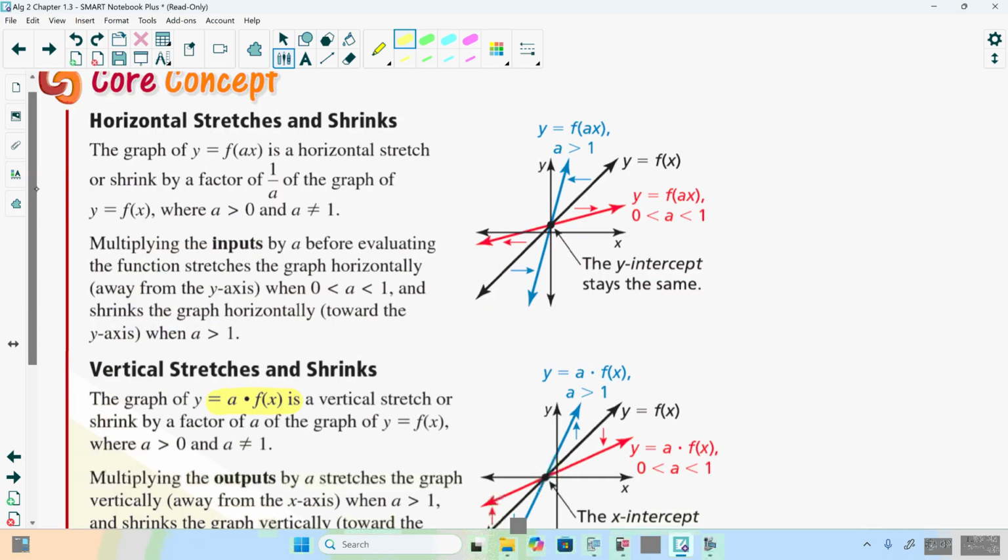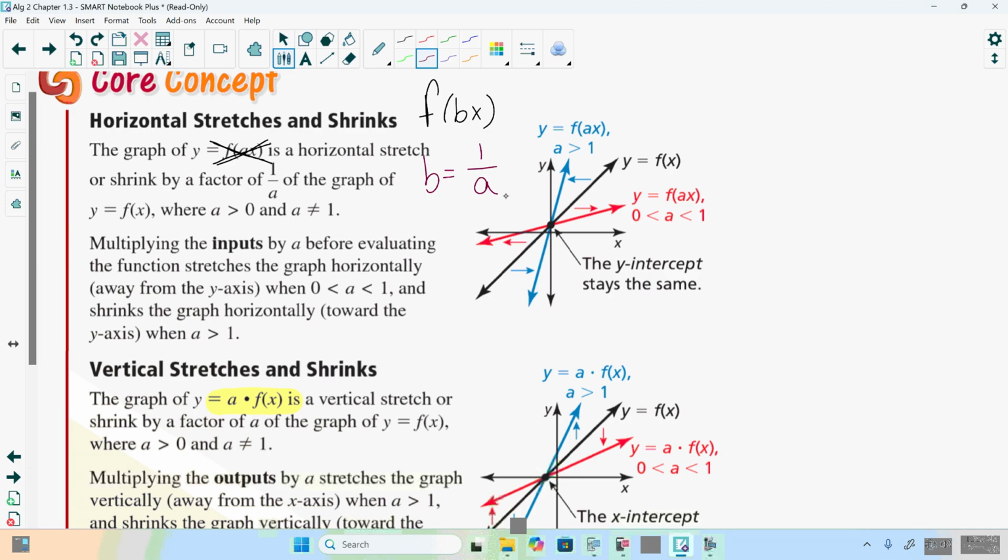Horizontal stretch or shrink. You want to mark out the f of ax. We're going to call it f of bx, where b is equal to 1 over a, 1 over the amount that they give us. We have this flip. The graph of y equals f of ax is a horizontal stretch or shrink by a factor of 1 over a of the graph of y equals f of x, where a is greater than 0 and different than 1.